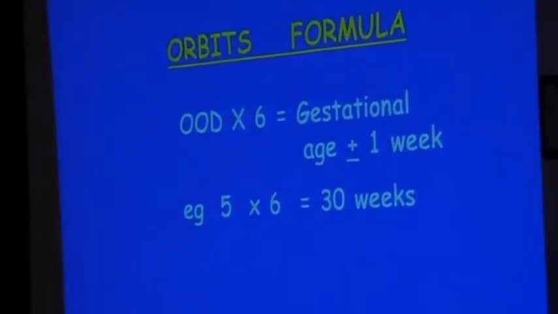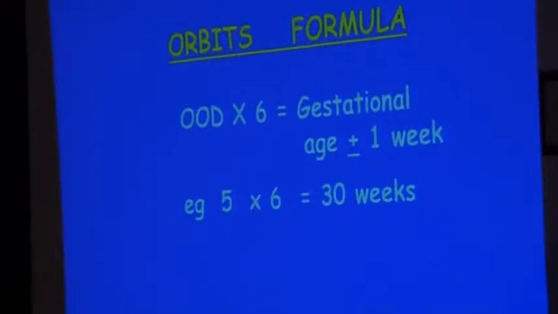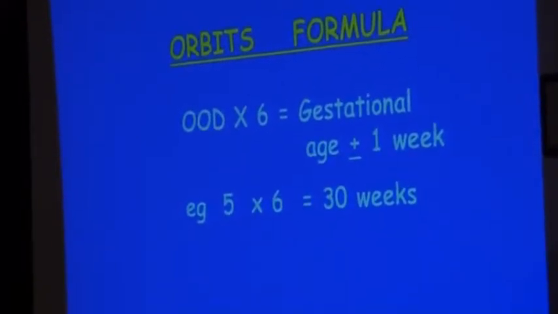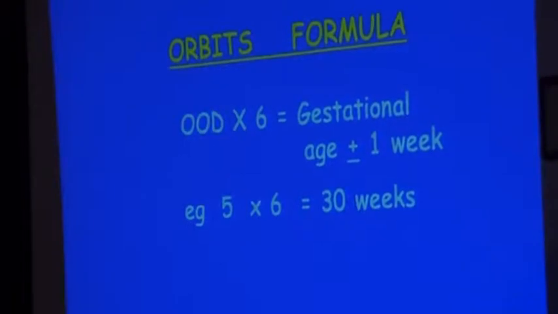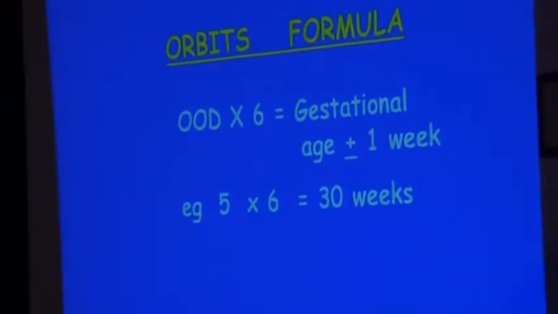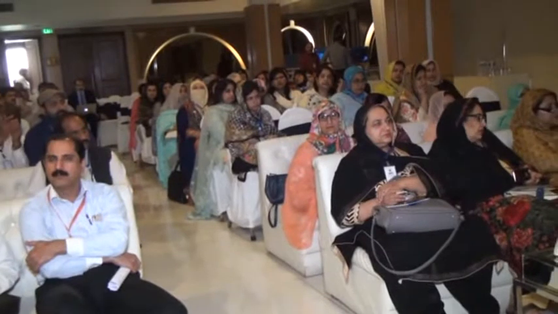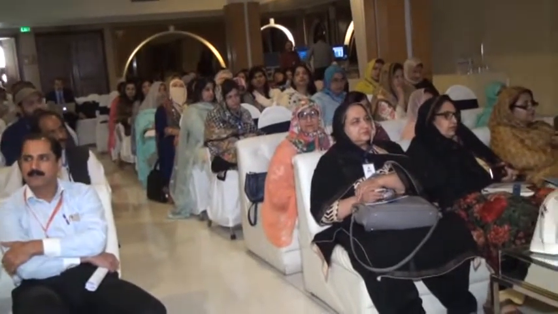The other formula which is very interesting is whatever the OOD, outer ocular diameter, multiplied by 6 will give you the gestational age. If the BPD gestational age and OOD gestational age correspond, and here's another orbit, if I take the circumference of this and try to fit the same circumference in the center, it will not fit. If it does not fit, we are dealing with hypotelorism.